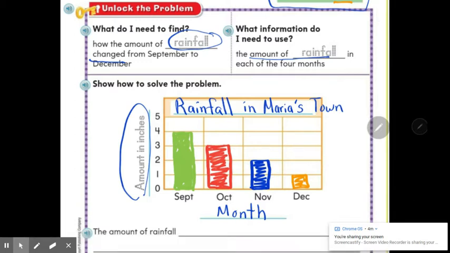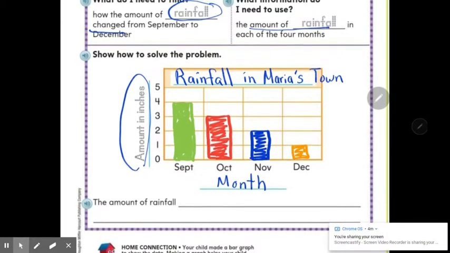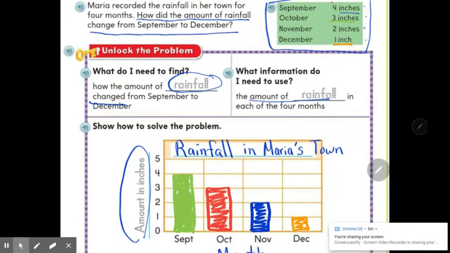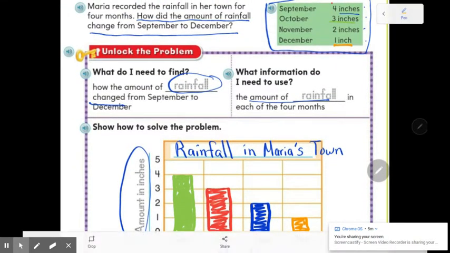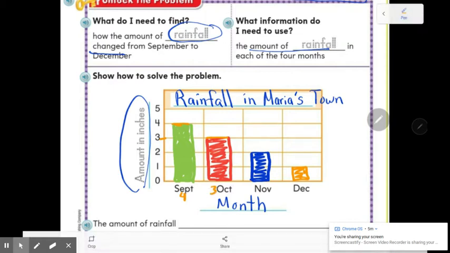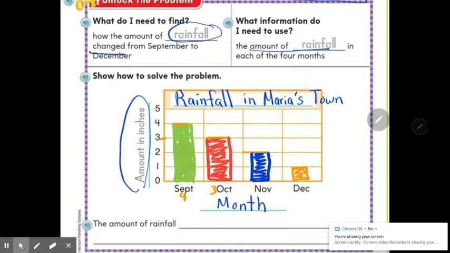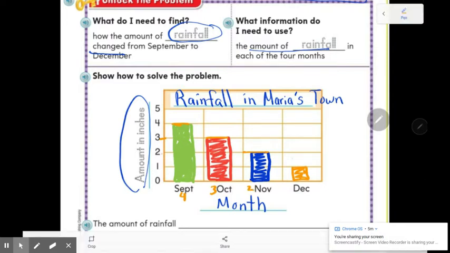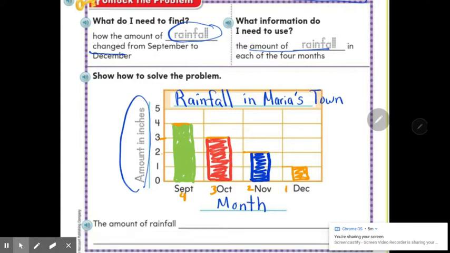Okay, so now we're going to look at our graph. Now, the question was, how did the amount of rainfall change from September to December? Let's look at the rainfall. Look at September. In September, we had 4 inches. Look in October. In October, we had how much? 3 inches. Look at November. In November, we had 2 inches. And look at December. In December, we had 1 inch of rainfall.